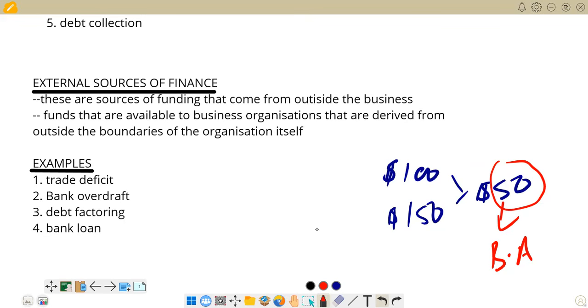So let's stay tuned for more videos that are going to come. In the next videos, we are going to look at some of the examples that we have of sources of finance, be it internal or external. Then we try to evaluate the viability of using those different sources of finance by looking at the advantages and disadvantages of those sources of finance.